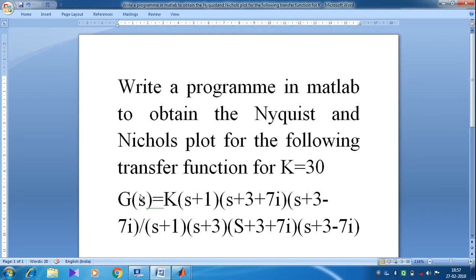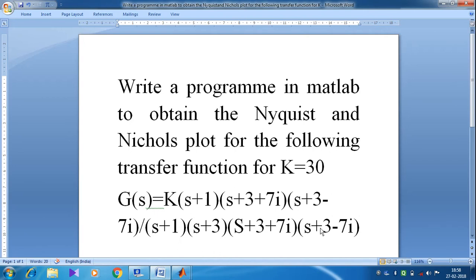So here the transfer function, that is your open loop transfer function, G(s) is equal to K into (s plus 1) into (s plus 3 plus 7i) into (s plus 3 minus 7i), divided by s plus 1 into s plus 3 into s plus 3 plus 7i into s plus 3 minus 7i. So these are the zeros and these are the poles.